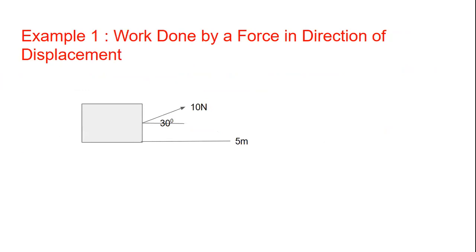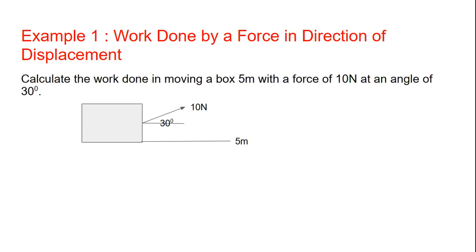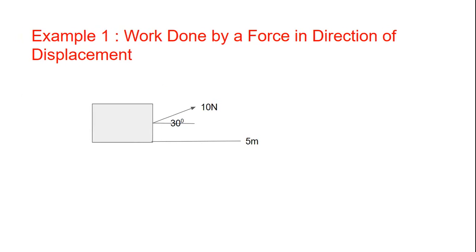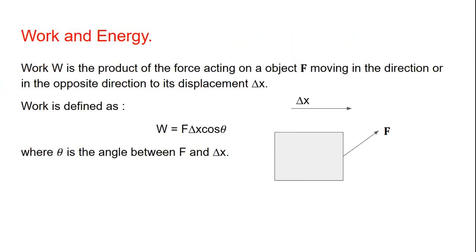So let's look at our first example. The work done by a force in the direction of the displacement. Calculate the work done in moving a box 5 meters with a force of 10 newtons at an angle of 30 degrees. Give this problem a try using the formula.